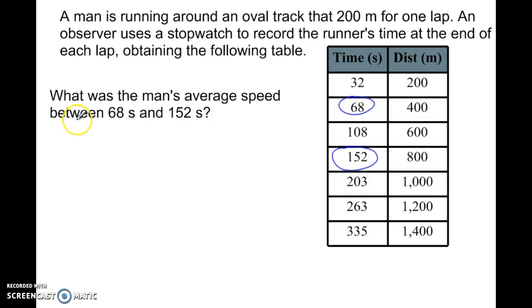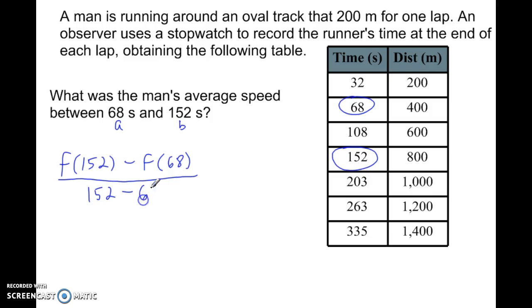So let's just use the formula, right? Let's call this our A and this our B. So this would be f of 152 minus f of, I guess, 68 over 152 minus 68. And so I'm just going to plug this into the f function. Oh, wait a second. We don't know what the f function is. So this is going to be a little tougher. You have to think about it.